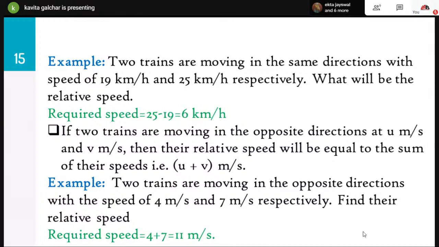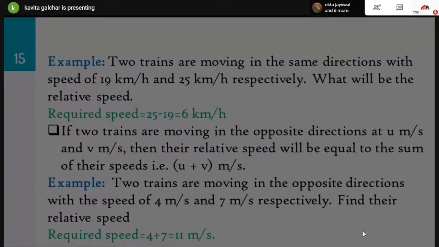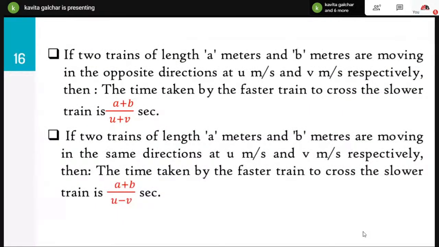Moving on, if two trains of length A meter and B meter are moving in the opposite directions at U and V respectively, then the time taken by the faster train to cross the slower train is (A plus B) upon (U plus V). See here, the objects are moving in the opposite direction, therefore we are adding both their speeds. And here the length would be length of train 1 plus length of train 2. And the time is equal to distance upon speed. Therefore, you are getting (A plus B) upon (U plus V).